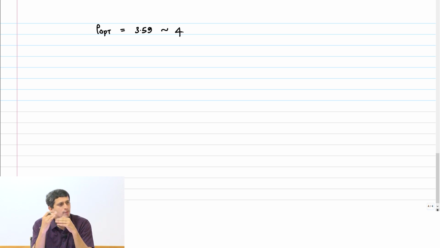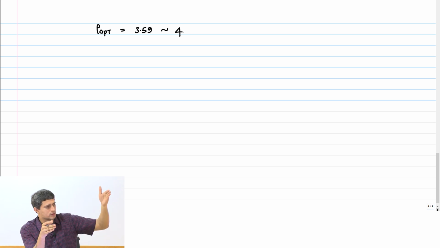So, my rho opt, which was 3.59, can be approximately made 4, and the D min will go up very slightly. It's not too much of a problem there. So, therefore, it's an accepted approximation to make, and that is why you will find this fan out of 4 to be such a magic number in digital design, because that is the optimal stage effort that is going to give you the minimum delay.